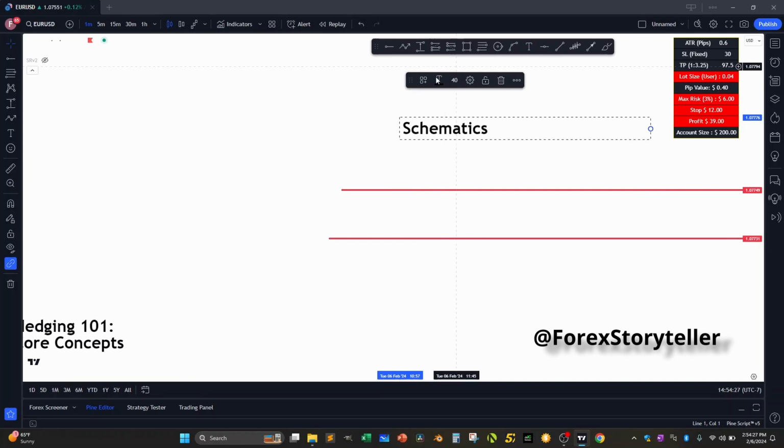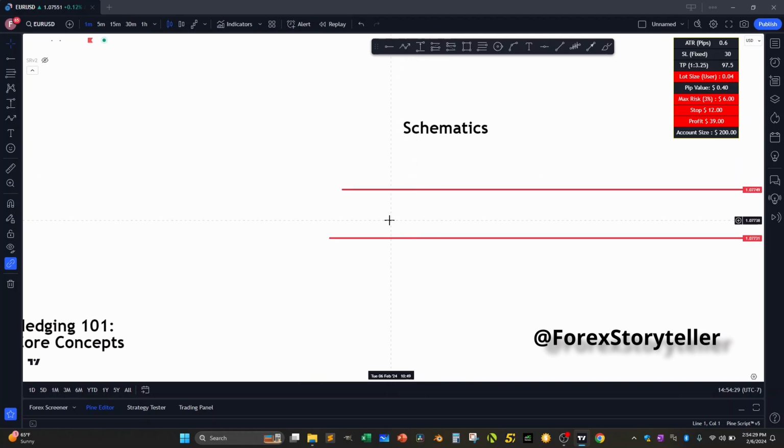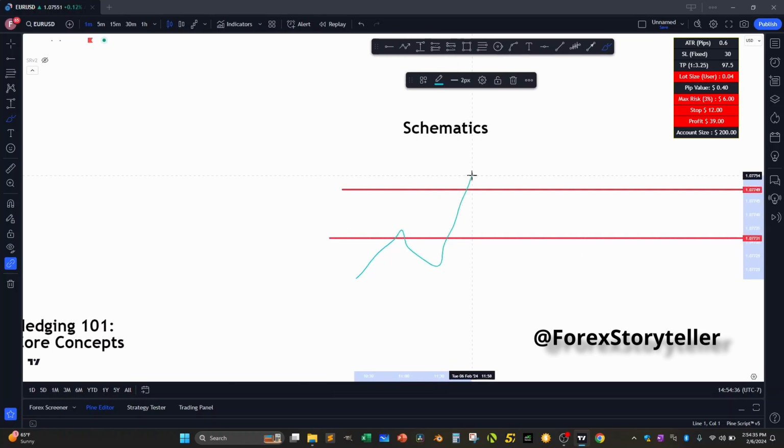There's going to be two types of schematics. You're either going to have price inside, so you're going to have price come up, you're thinking it's going, now you get hedged. Now this is the first schematic. You have the price outside.